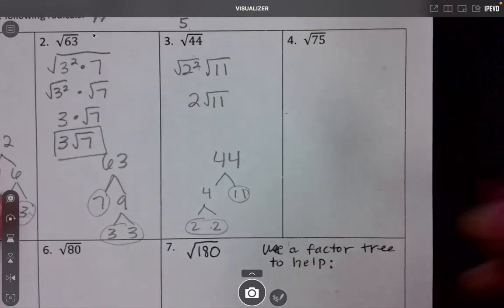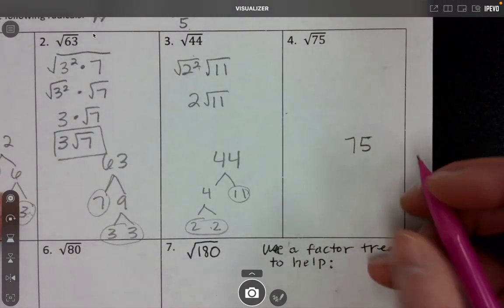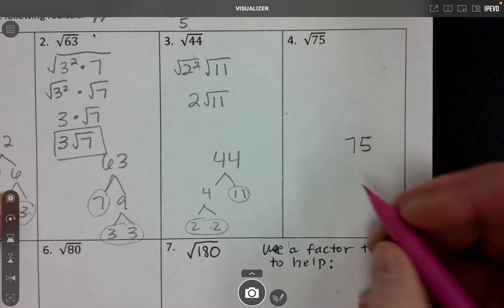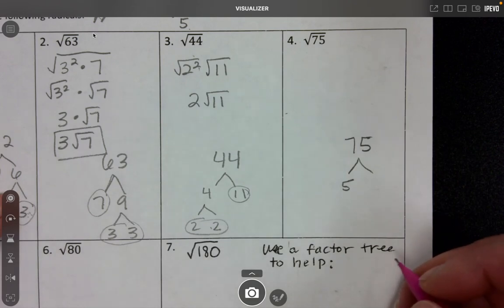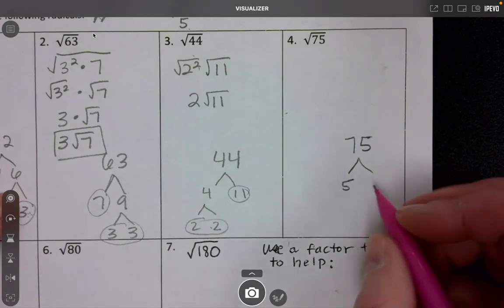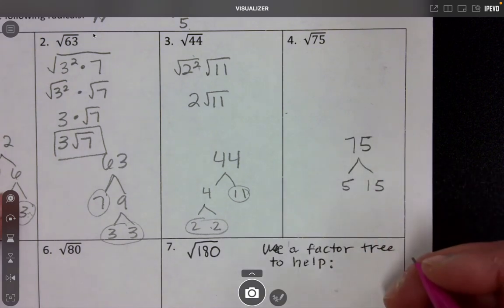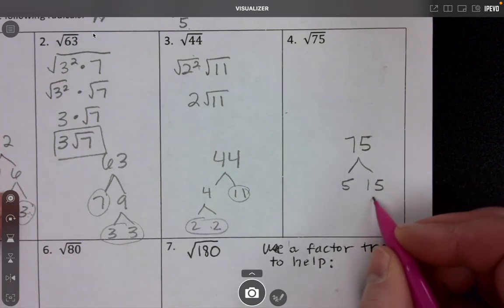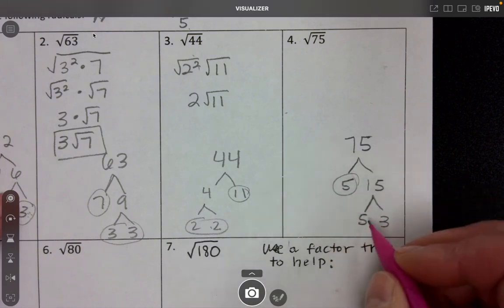Okay, 75. So I'm going to do what many of my students would do, or many of you will do, and just say, well, it ends in 5. I know I can divide it by 5 and go from there. So let's see, 5, and then this would be 15. So 5 times 15 makes 75. So you might have to grab a calculator. And then 15 is 5 times 3. So I have a 5 and a 5 and a 3.